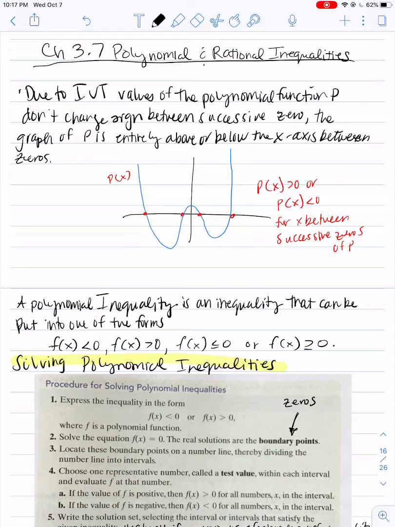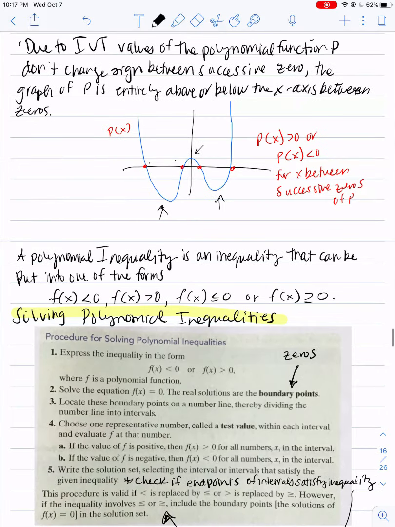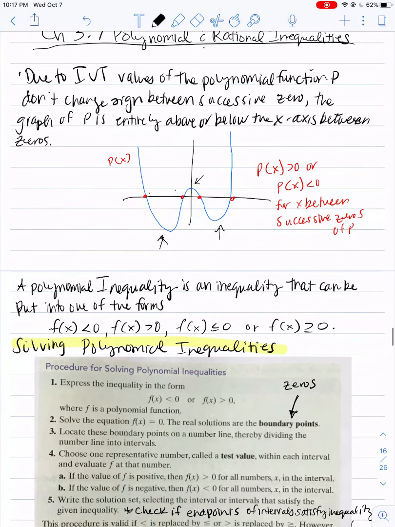We can see here that our red dots are the zeros. Between zeros that are next to each other, our graph is either below the x-axis, like here, or between these two zeros, it's above the x-axis, and then between those two zeros, it's below the x-axis between successive zeros. That's going to help us graph and analyze our polynomial inequalities.